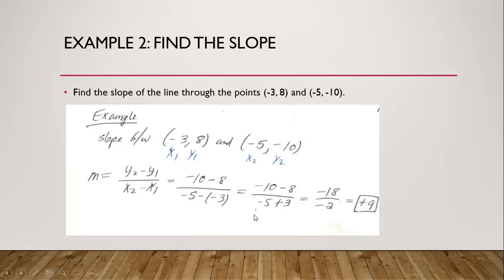All right, once we've taken that step to change this to a plus because it's a minus negative, then we just do the same thing as before. We go across the top. Our calculator will do this for us. -10 minus 8 is -18. -5 plus 3 goes in our calculator, gives us -2. -18 divided by -2 goes in our calculator, gives us +9.